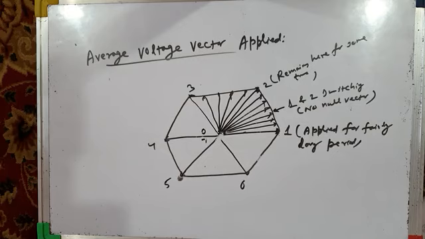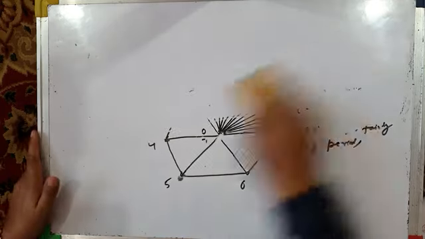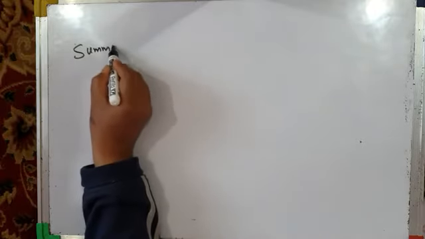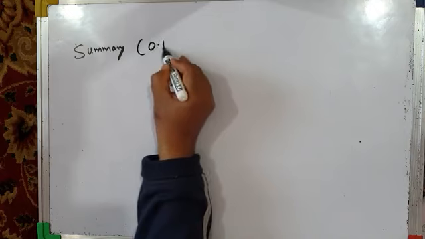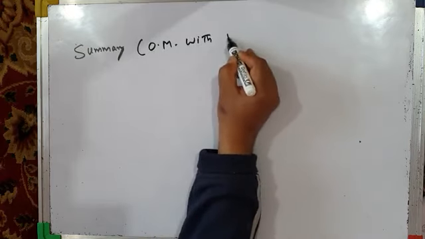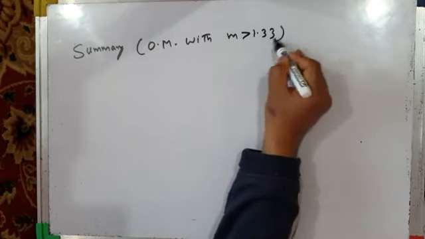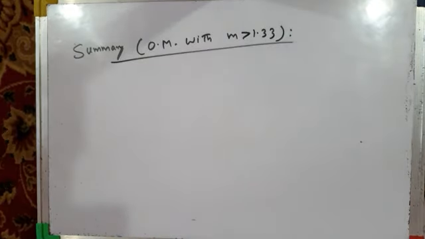So this is the same result you obtained when you applied sine triangle PWM for m equal to 3. So m equal to 2 for conventional space vector PWM technique is similar to m equal to 3 for sine triangle PWM technique. Okay, and let us summarize what we have observed for m greater than 1.33. Summary for over-modulation with m greater than 1.33. For example, we have taken here m equal to 2, which is greater than 1.33.